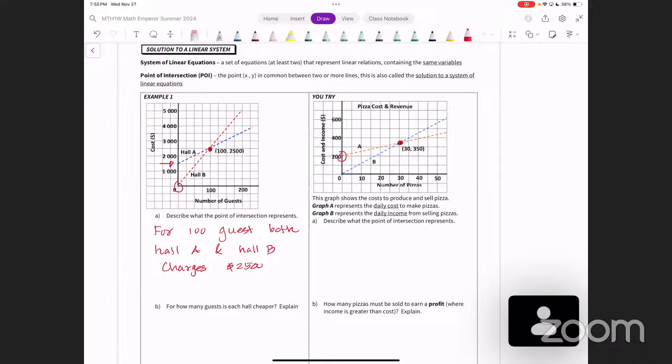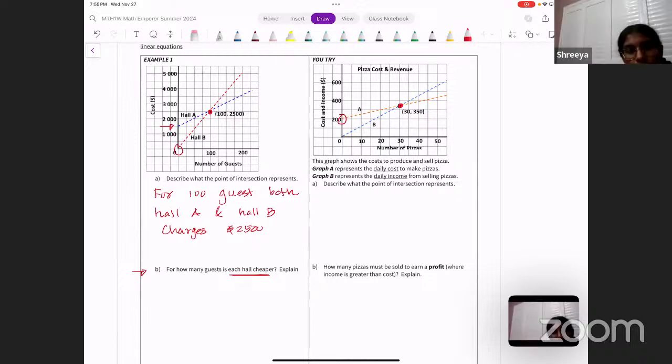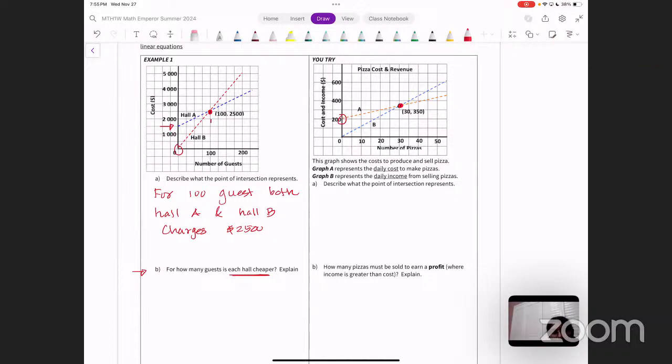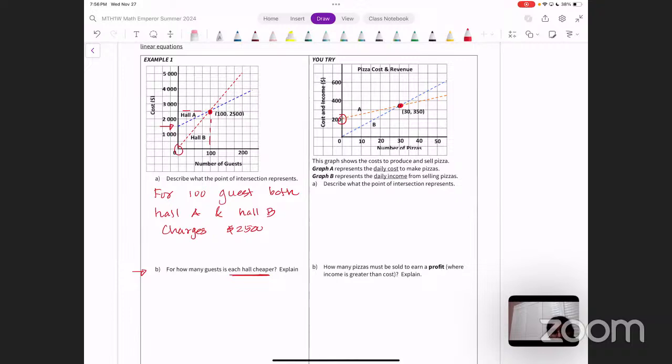So Akshara, are you here? Akshara? Okay. Shreya, for how many guests is each hall cheaper? For how many guests do you think each hall is a good deal? You need to look at that point. This is the point. Hall A, yeah, sure, A. Your answer is A. That's what you said. The question is for how many guests each hall is cheaper.